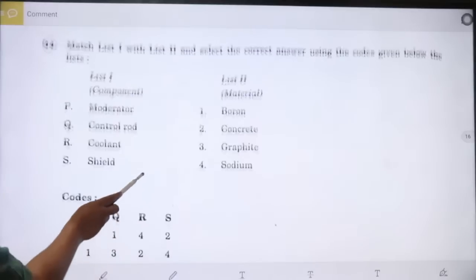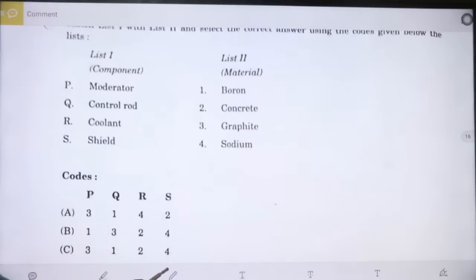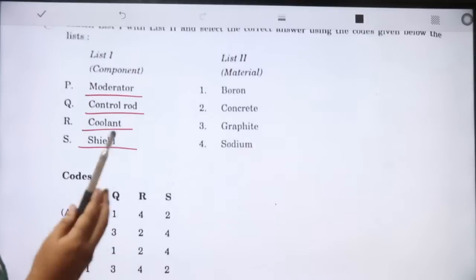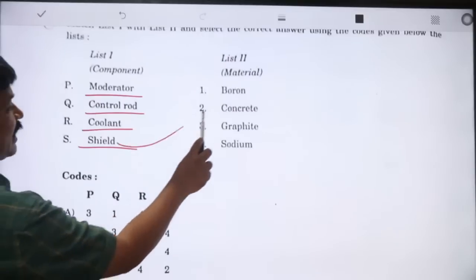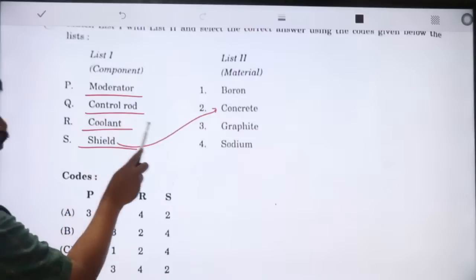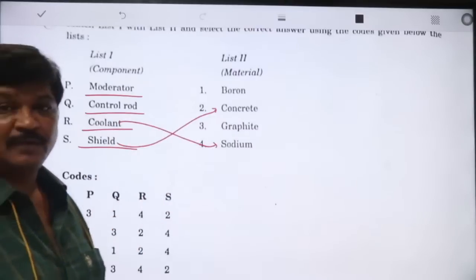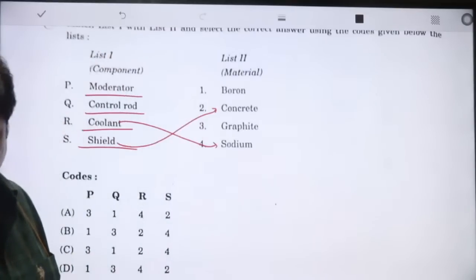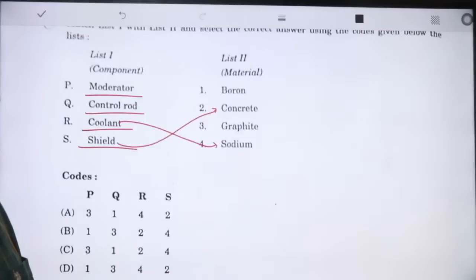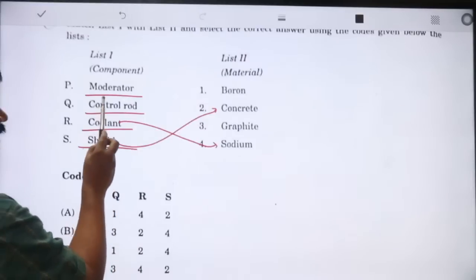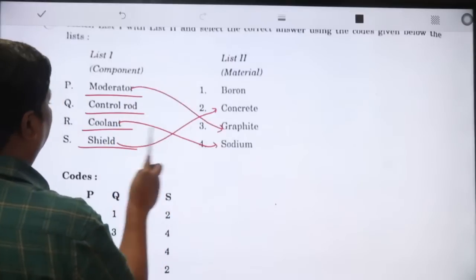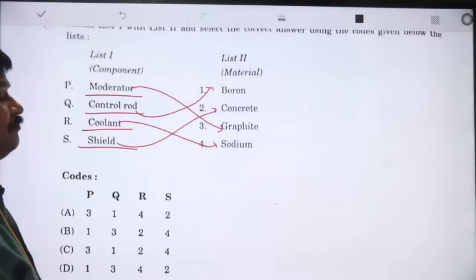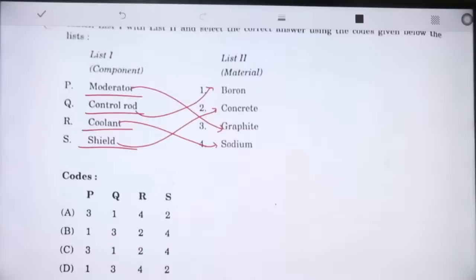Next, see here. Matches we have to do. Moderator, control rod, coolant, shield. Shield means concrete shield. Coolant is a sodium coolant. Where are we using this? Sodium coolant is used in the fast breeder reactor. Next, moderator: graphite is a moderator. Control rods are boron, cadmium. So we have to match like this.